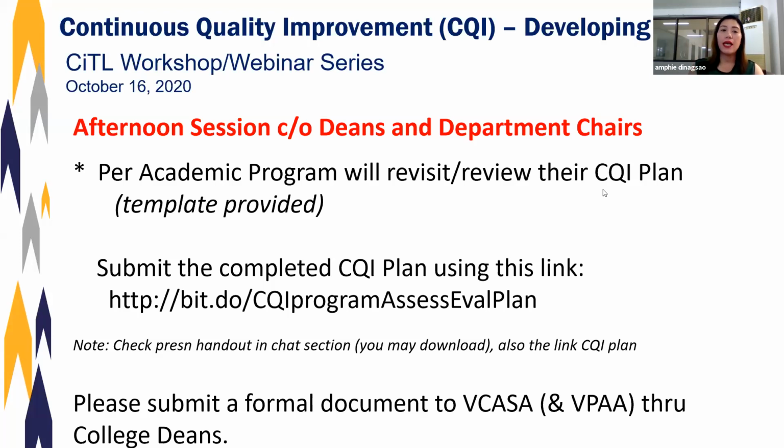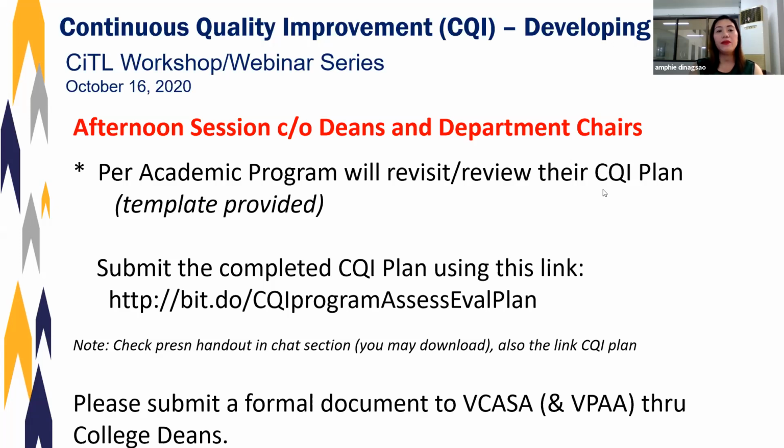And of course our VCASAs and our BCAAs and our campus directors. With them, they really find that there's a need for this, no? Okay, we missed this in our planning for the curriculum. So this afternoon po, there's going to be a session, but this time care of deans and department chairs po, no? Kasi po ang pag-make naman ng CQI plan per academic program.